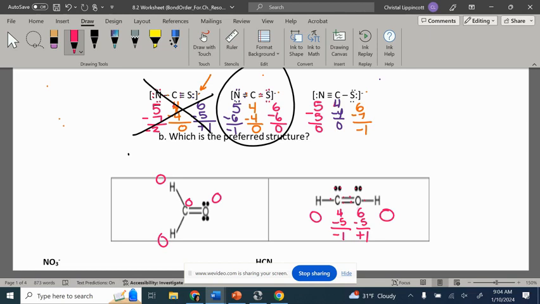Are you able to get those formal charges for each thing? If you weren't, talk to me so we can go through it. I don't want to spend time on stuff that you understand how to do, but if we need to spend time on it, let's spend time on it. Good? All right, which structure is preferred, the first or the second?